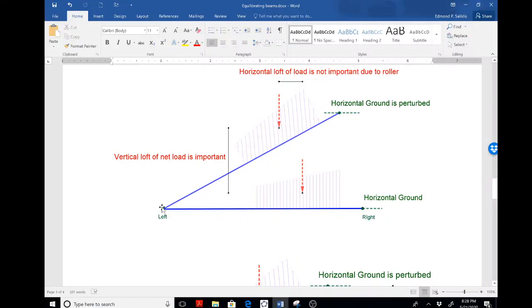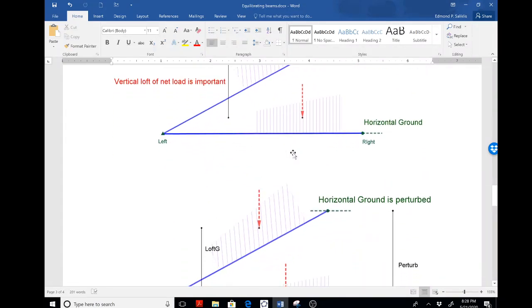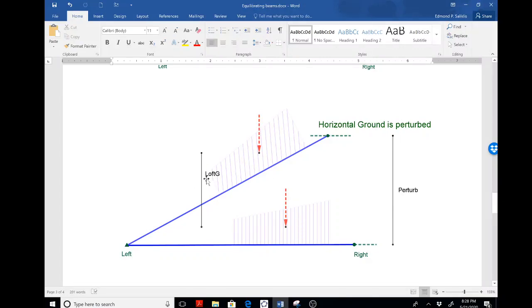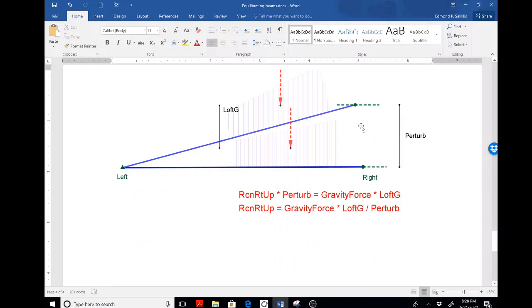This left support does no work because it's not moving. So I shifted the arrows to be vertical here, and I'm only going to track the vertical lift. And then I will move this down, down, down, really, really small, and that will be the answer. The reaction times the perturbation minus the gravity times the lift is equal to zero. So I bring the gravity and the lift over to this side, and I find the reaction.